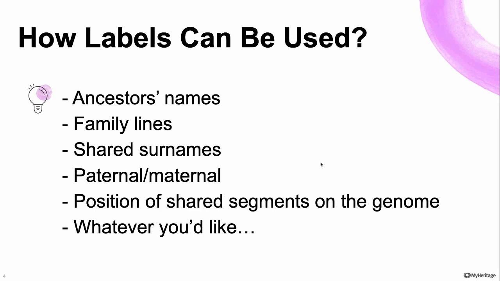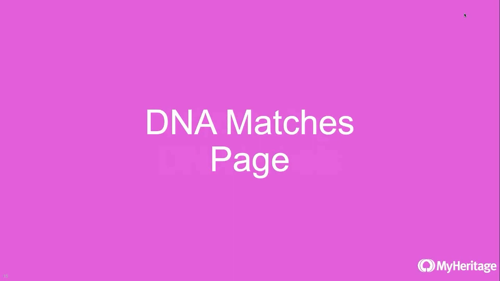But the way most people use them is by creating labels by certain ancestor names or by family lines, surnames that they're researching, breaking DNA matches into paternal and maternal. Some use them to mark DNA matches based on the position on the genome where they have shared segments with those DNA matches. But really, as you'll see throughout the presentation, you can use them in any way that you'd like. So let's start with what labels are, how they look, what we've done on the website.